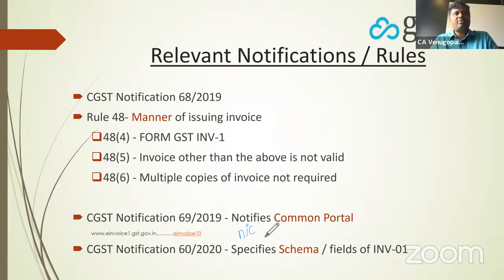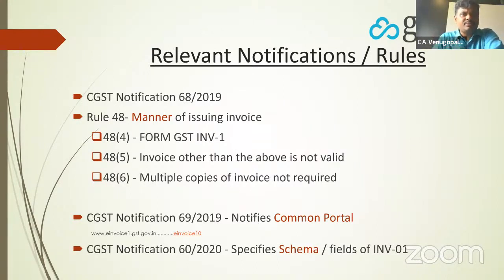So generation of e-invoice has to happen from these portals. They have notified these portals. These are the portals from where you will have to generate e-invoice. So this is another thing one has to be mindful of, that e-invoice has to be from these portals only. And what is the form and content?